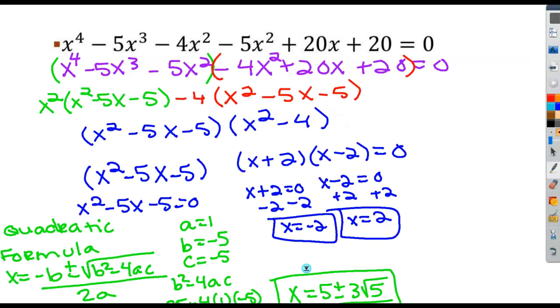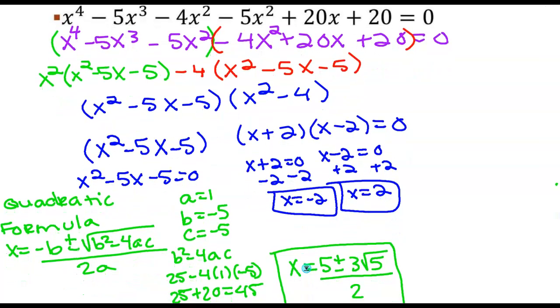All right, so this is the one that people thought was a little bit ugly. If you look here, I did rearrange it. First of all, I switched the negative 5x squared and the negative 4x squared. I found the GCF to be x squared in the green group and negative 4 in the red group. And notice my parentheses were the same, so I got x squared minus 5x minus 5. And then on the outside, I had x squared minus 4. X squared minus 4 factored into x plus 2 times x minus 2, so I got two nice answers.